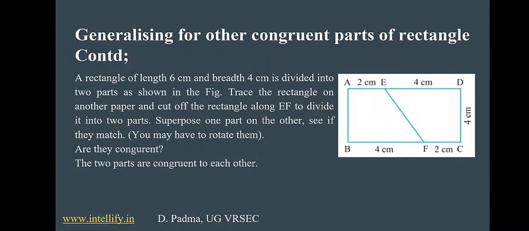Now, a rectangle of length 6 centimeters and breadth 4 centimeters is divided into two parts as shown in the figure. Here in this figure, we have to find the area. The rectangle is divided into two parts, so these are congruent parts. Trace that rectangle on another paper and cut it along EF. So we can find there are two parts. To check, superpose one part on the other. If you put one part on another, see if they match; you may have to rotate them. If you rotate them and put one on the other, you will see these two parts are congruent to each other.